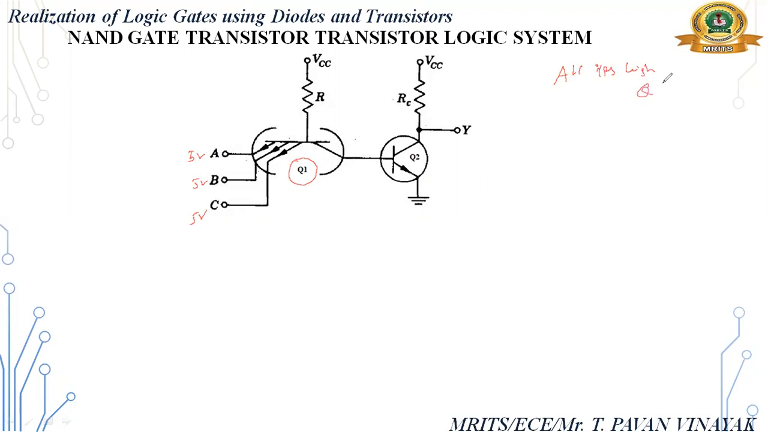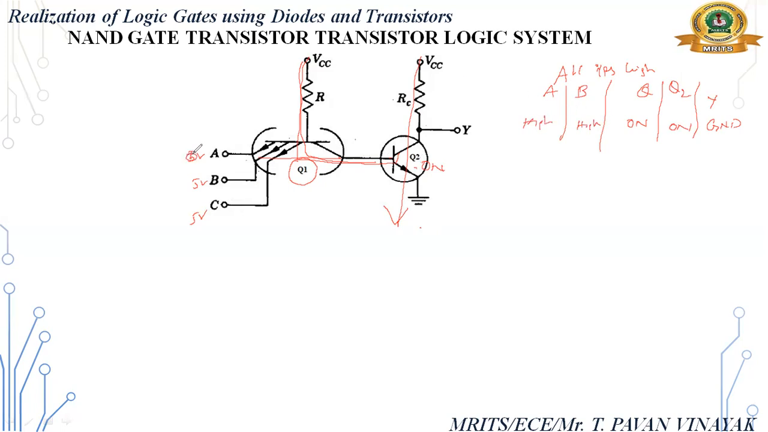Q1 will be on, so it will be a closed path. Then VCC goes to here. Then what happens? Q2 will be on. Whenever Q2 is on, VCC comes to ground. So output is ground, when A is high and B is high.